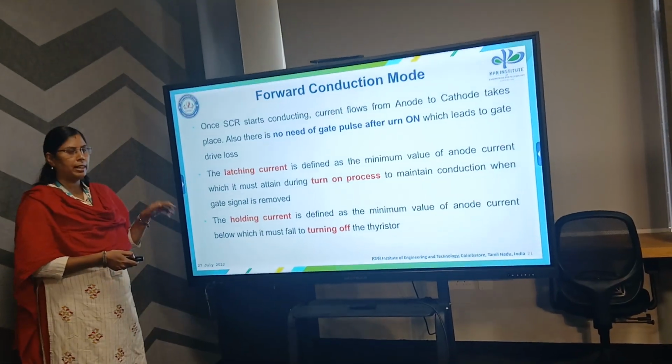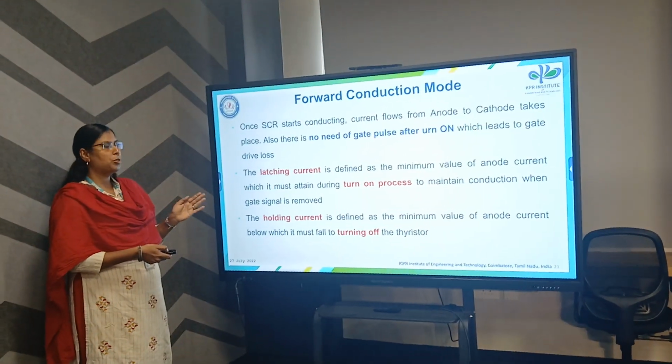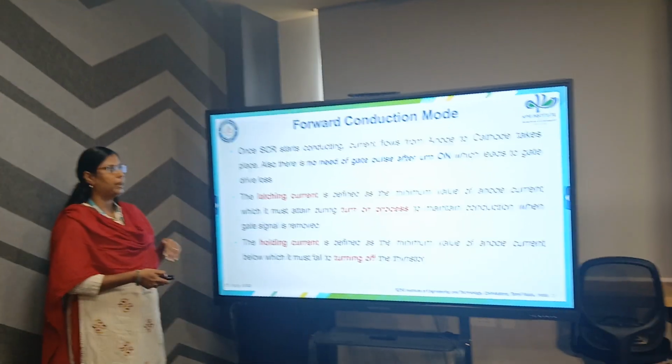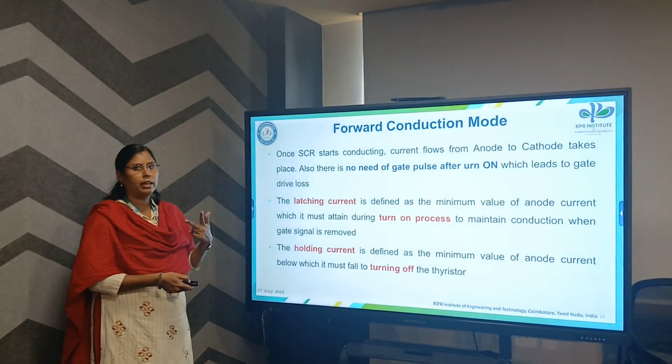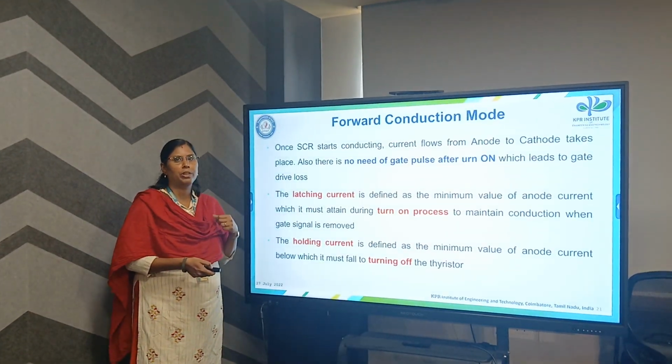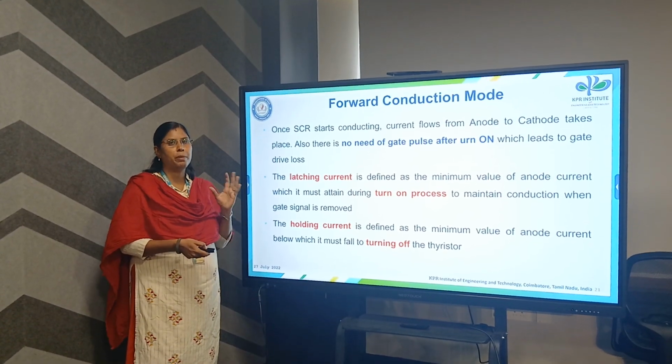So once the SCR starts conducting, the current flows from anode to cathode. Also, there is no need for a gate pulse after turning on the thyristor. It has two currents: one is latching current, and the other is holding current. Latching current and holding current are both minimum anode currents.